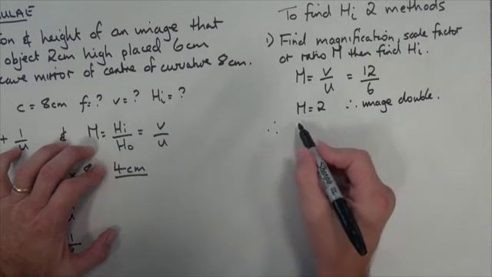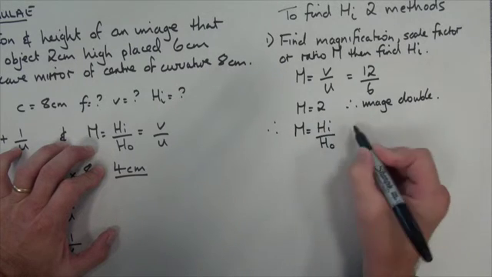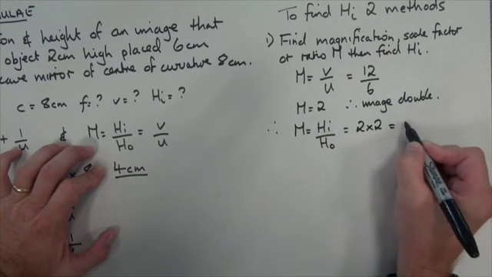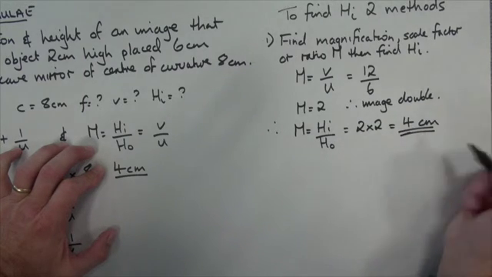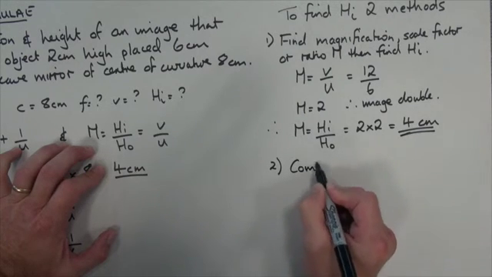We then substitute that into m equals hi over ho, and flip it over, so that we get 2 times 2, the height of the object, so the height of the image is 4 centimeters.